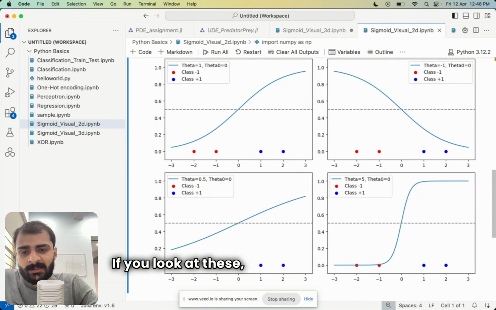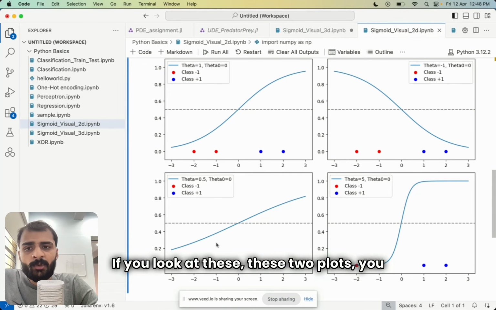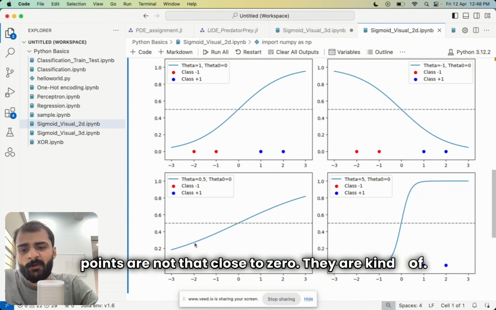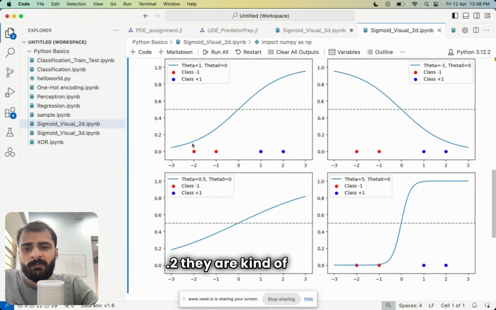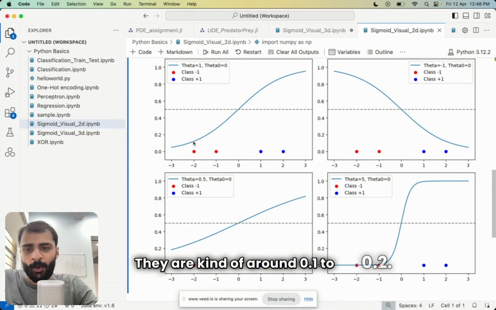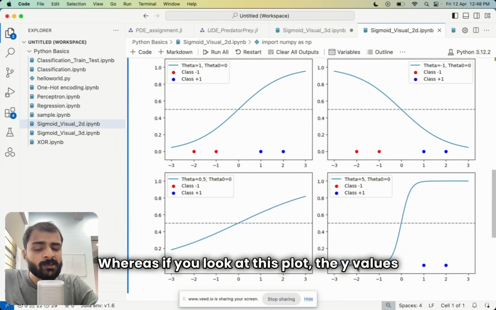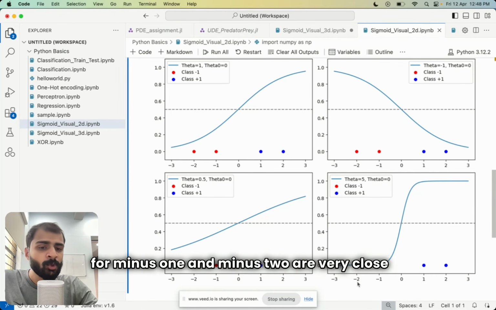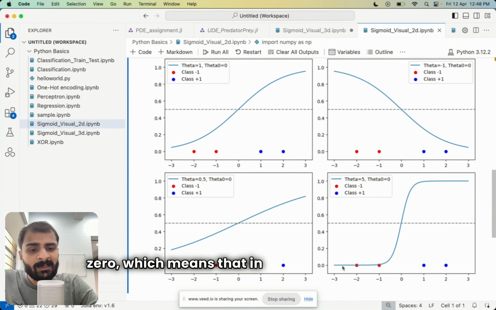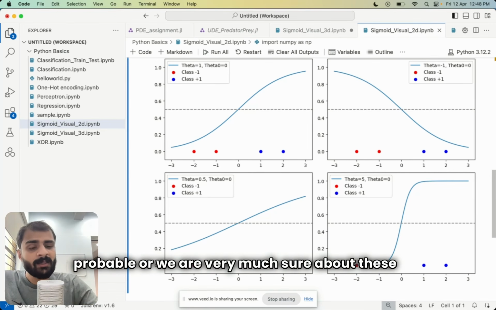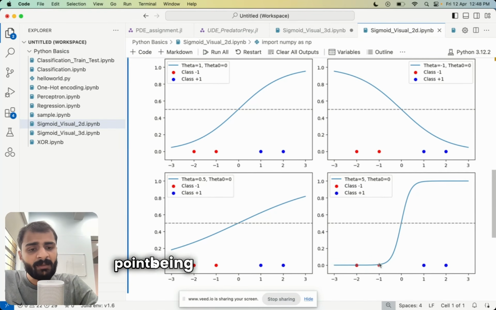If you look at these two plots, you will see that the y values for the negative points are not that close to zero. They are kind of around 0.1 to 0.2. Whereas if you look at this plot, the y values for minus one and minus two are very close to zero, which means that in this plot we are very much sure about these red points being negative than these plots.